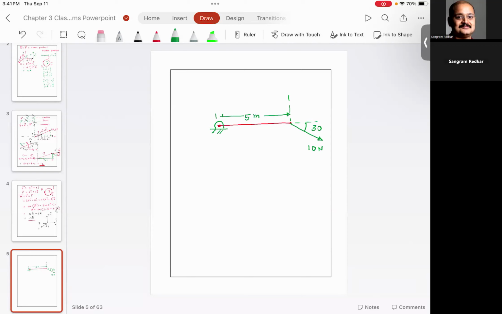You can solve this problem multiple ways. Let's start the simple way. You have this force, 10 newtons. I'm going to resolve this force horizontally and vertically. Horizontally, it's going to be 10 cosine 30. Vertically, it's going to be 10 sine 30.